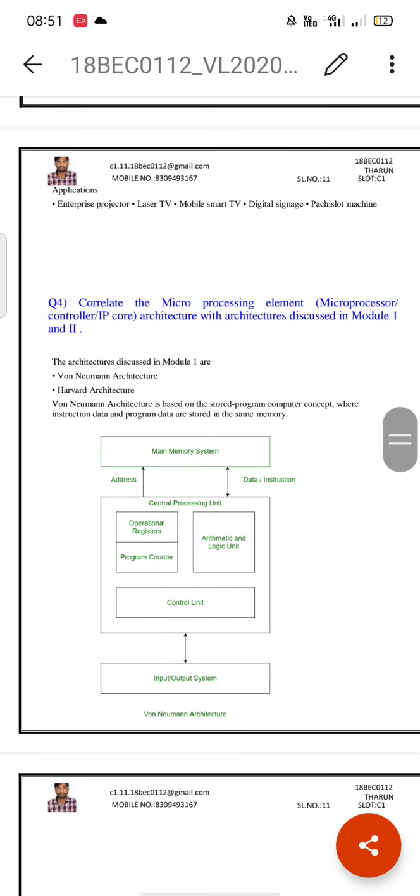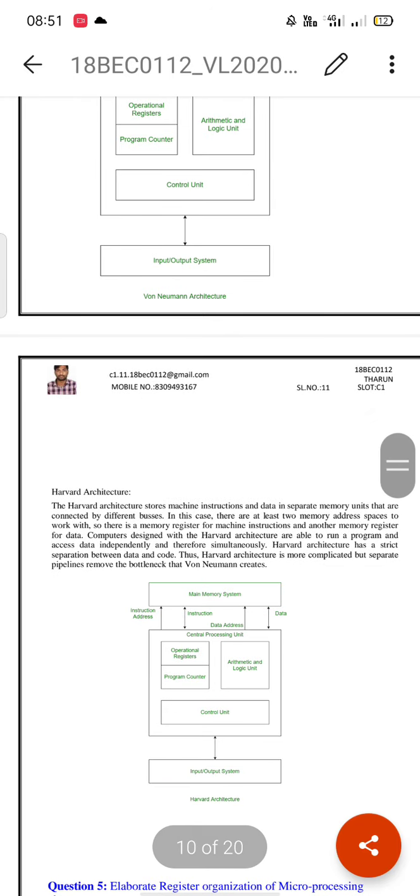The fourth question is to correlate the microprocessing element and architecture with the architectures discussed in module 1 and module 2. The architectures discussed in module 1 are the von Neumann architecture and the Harvard architecture. Von Neumann architecture is based on the stored program computer concept, where the instruction data and program data are stored in the same memory, and this is the block diagram of that microcontroller. The next one is the Harvard architecture, which stores the machine instructions and the data in separate memory units, and they are connected by different buses.